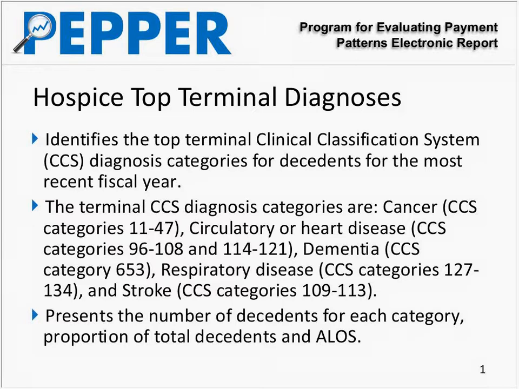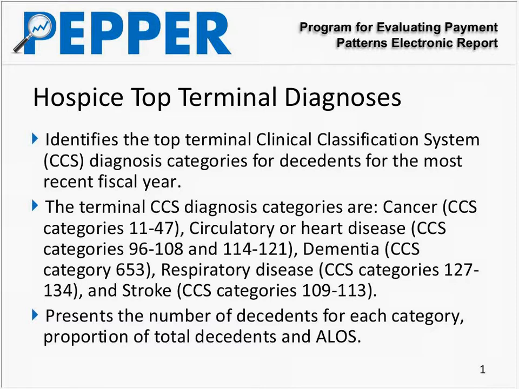The Hospice Top Terminal Diagnoses report identifies the top terminal clinical classification system, or CCS, diagnosis categories for beneficiaries that died, or decedents, for the most recent fiscal year. And it reports these decedent diagnoses in several terminal CCS diagnosis categories, which I've listed on this slide.